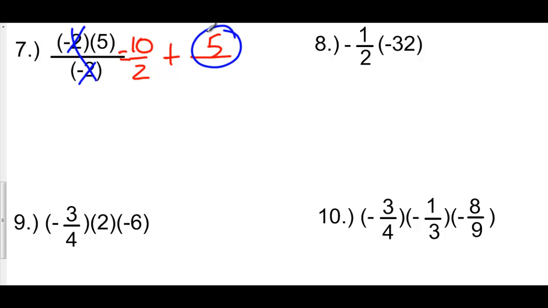Over here, again, a negative and a negative make a positive. When I see multiplication like that, I'm going to change that into a fraction. So I'm going to put the 32 on top, put the 2 on the bottom, and say, oh, now it's a fraction.